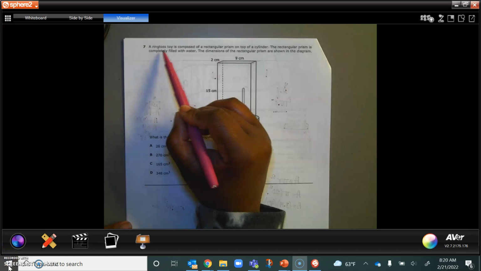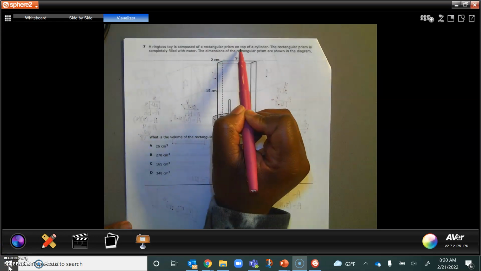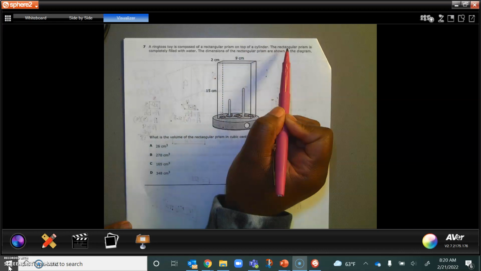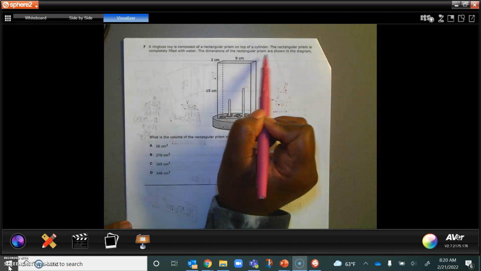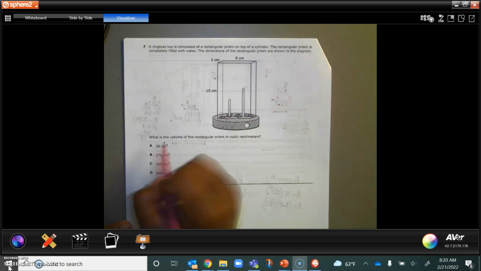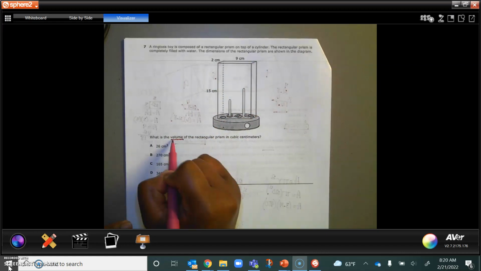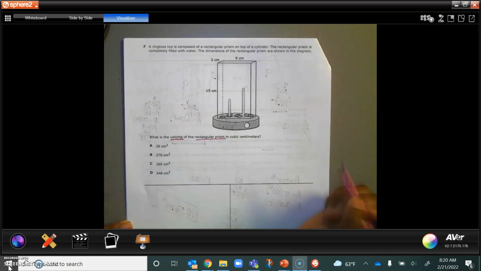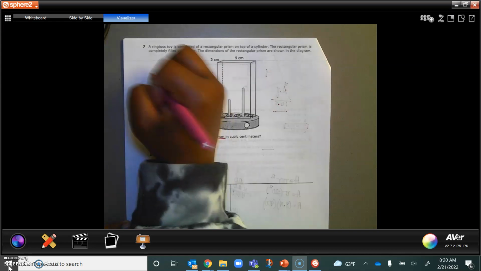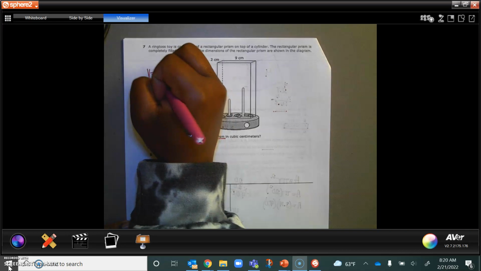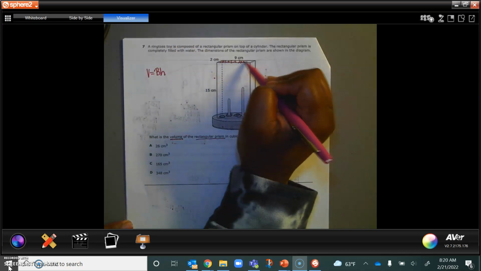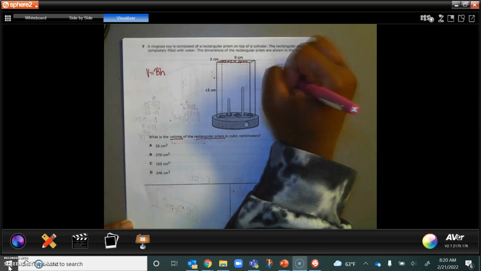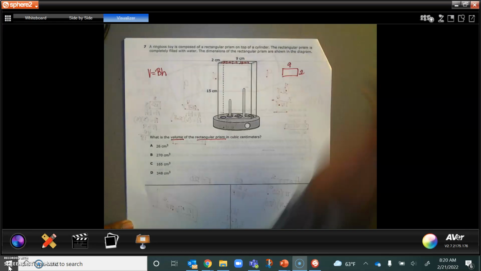Next, it says a ring toss toy is composed of a rectangular prism on top of a cylinder. The rectangular prism is completely filled with water. The dimensions of the rectangular prism are shown in the diagram. What is the volume of the rectangular prism? So I'm looking for the volume. My formula for volume of a prism is area of the base times height. Well, the shape of my base is a rectangle, and that's a 2 by 9.